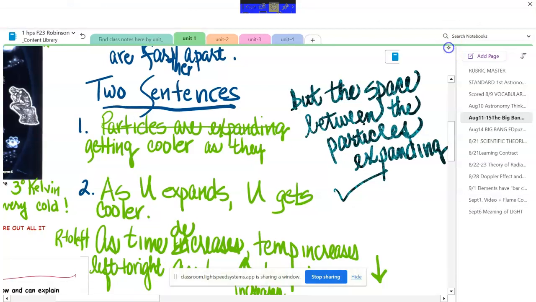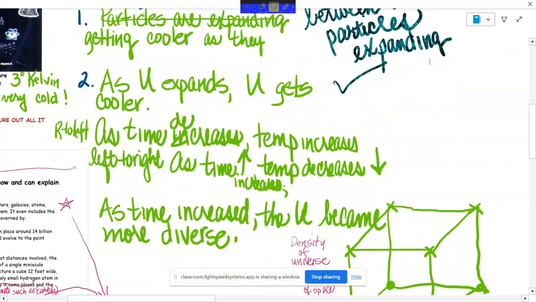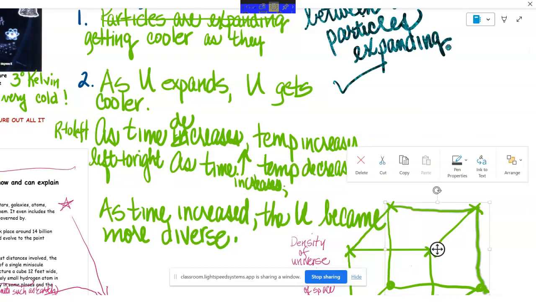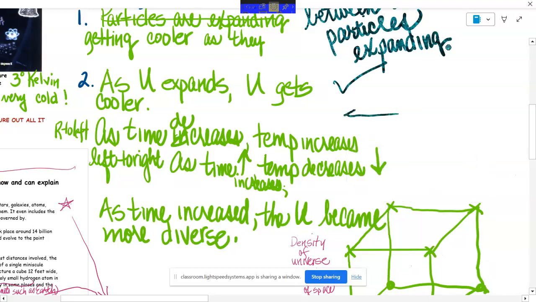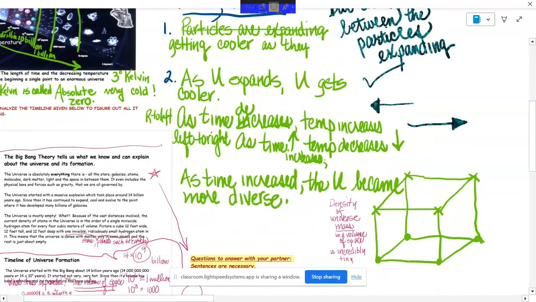And let's see what else you said. As time decreases, the temperature increases. So that would be going this way on the diagram. Normally, we read from left to right, correct? So this was a bit odd because we're talking about time decreasing going this way when we actually read going this way. Normally things are expressed in the way that we read. So we would say as time increases, the temperature decreases.